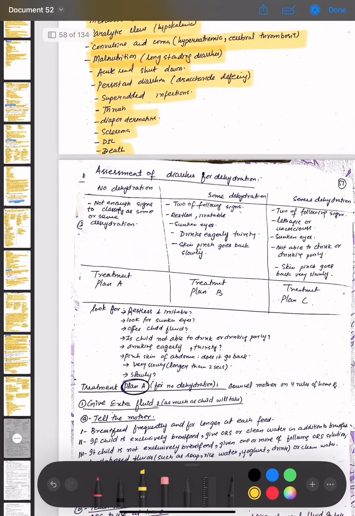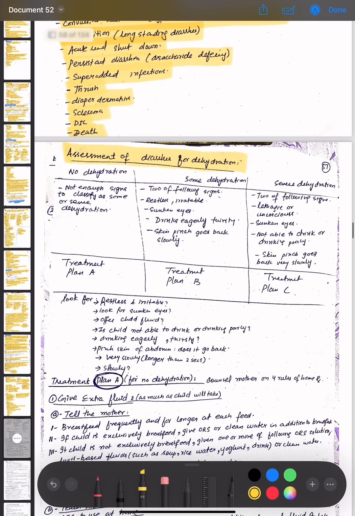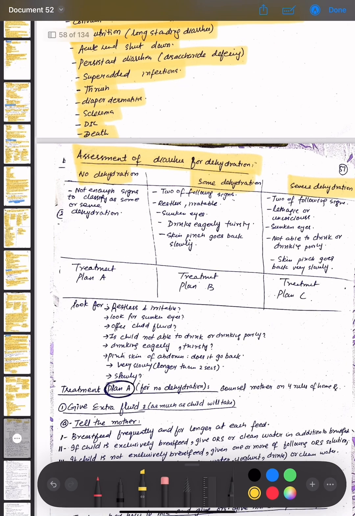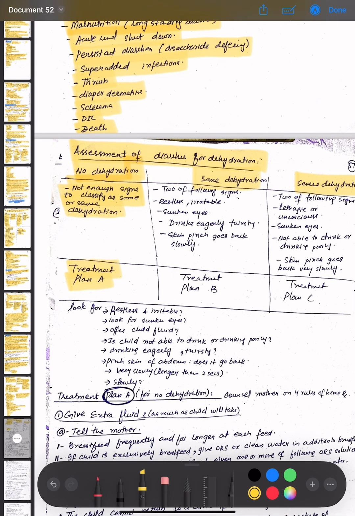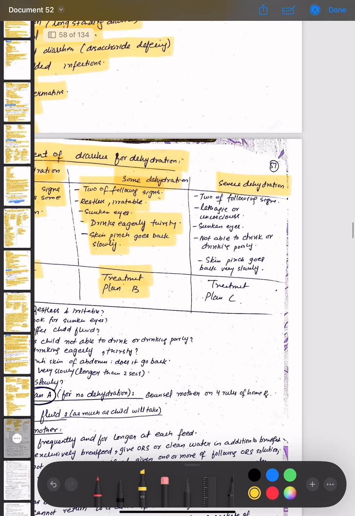Now how will we do the assessment of diarrhea for dehydration? We have no dehydration, some dehydration and severe dehydration. In no dehydration there are not enough signs to classify as some or severe dehydration, and the treatment given for no dehydration is treatment plan A. For some dehydration, 2 of the following signs will be present: restlessness and irritability, sunken eyes, the patient drinks eagerly and is thirsty, and skin pinch goes back slowly. Treatment plan B is given for some dehydration.